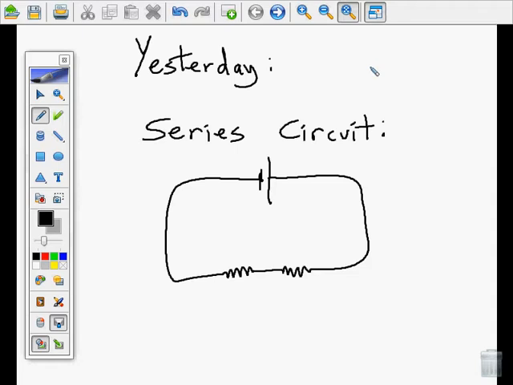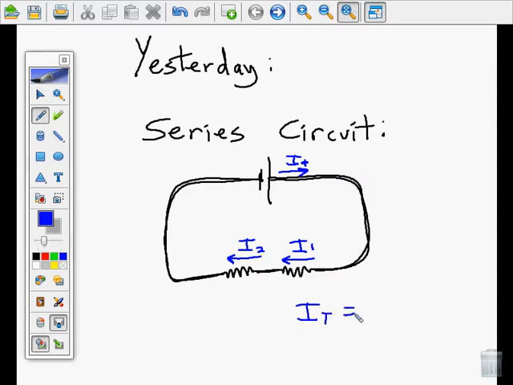Okay, yesterday we talked about series circuits. And the main thing about series circuits is that there's one pathway. So all the charge has to go down the same road. Whatever current you have coming out over here, you have the same current going over here, and then the same current going over there. That's the main characteristic of series circuits: the currents are all equal to each other.